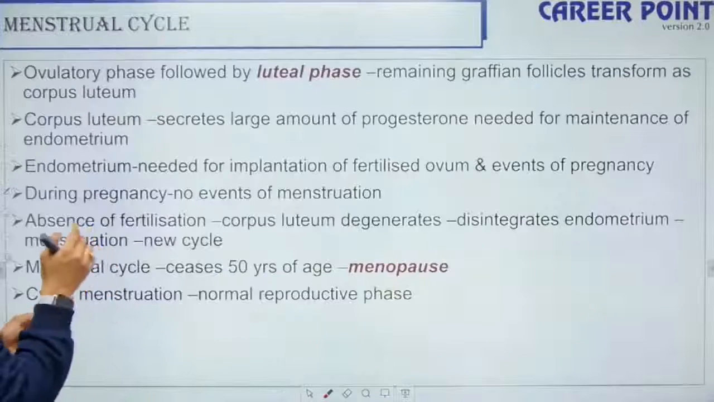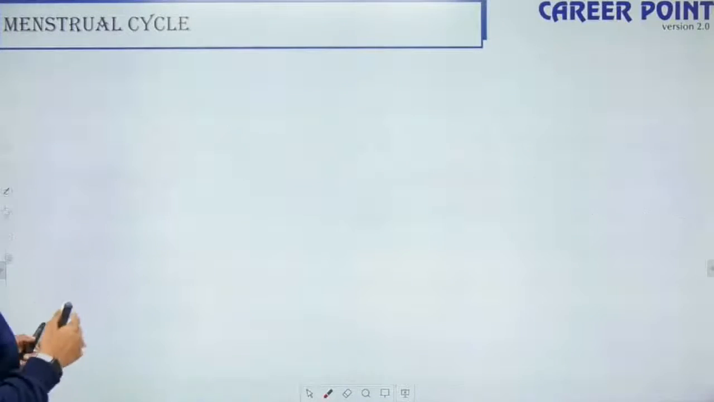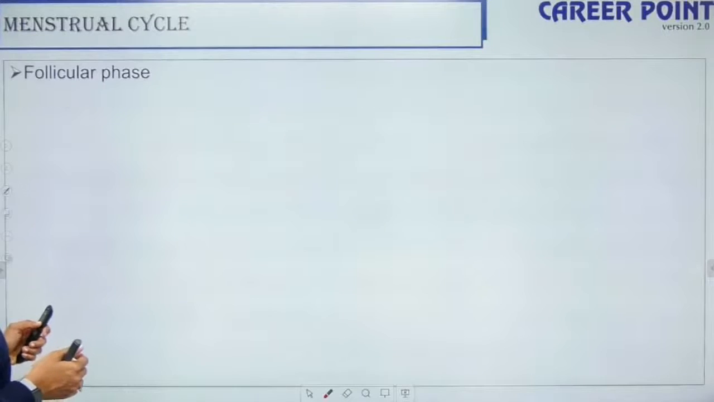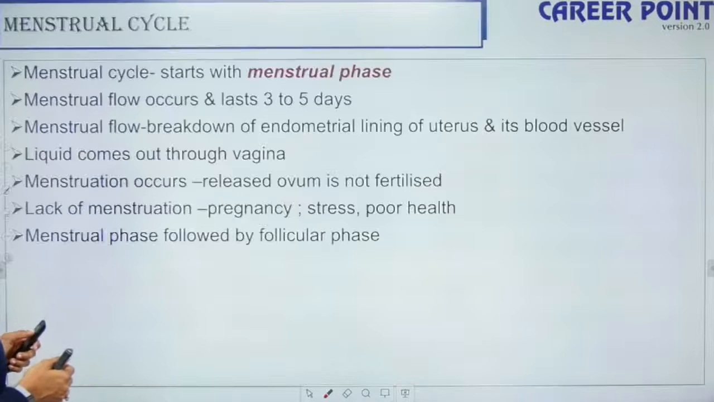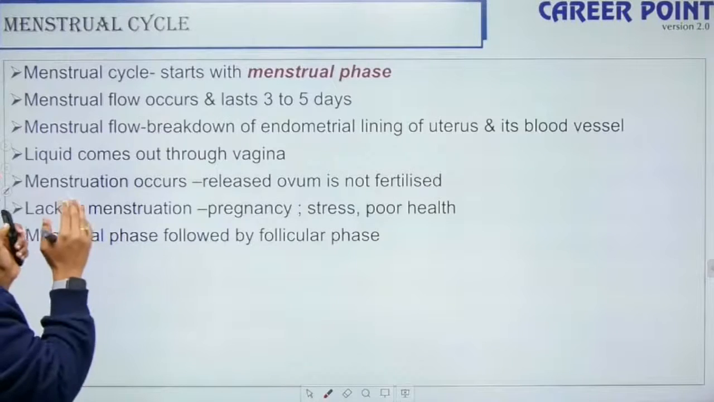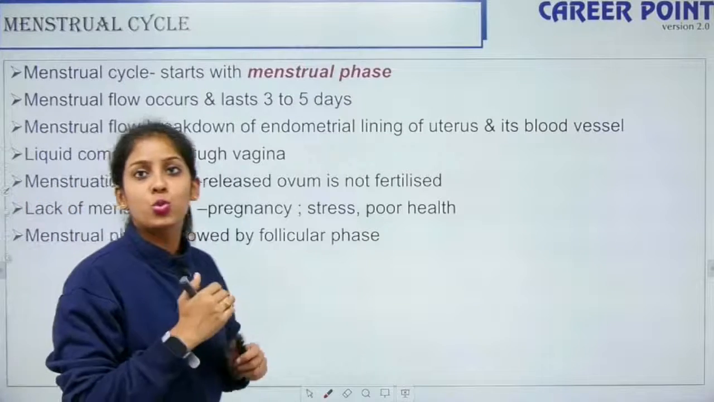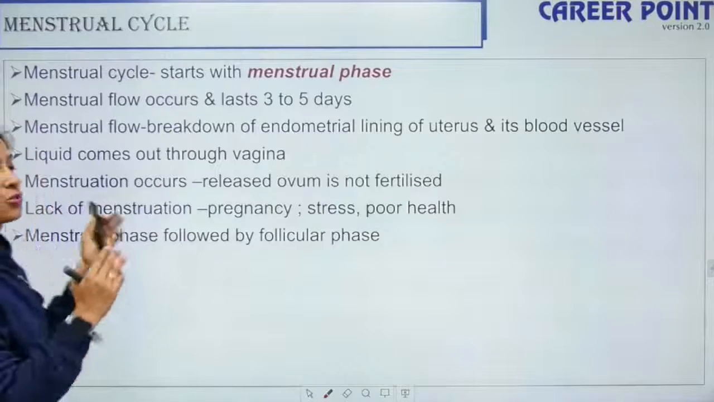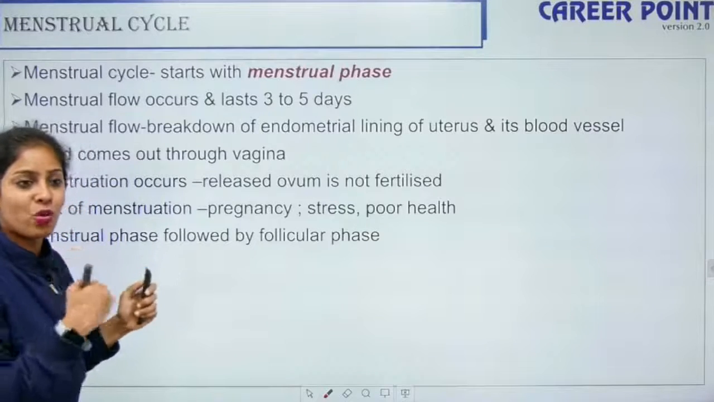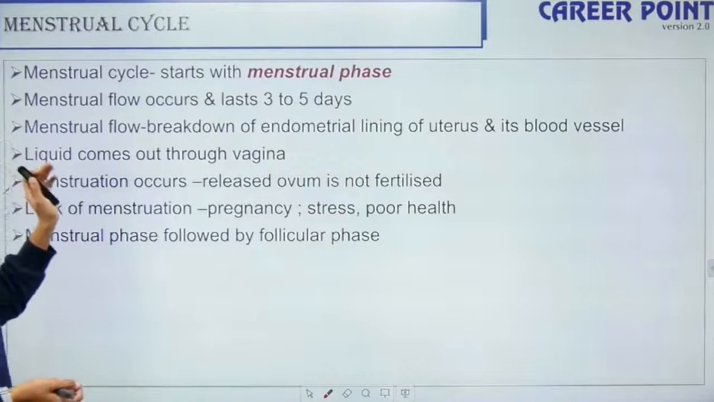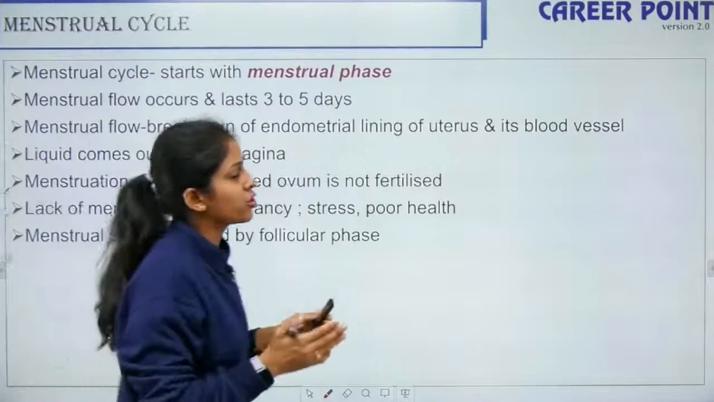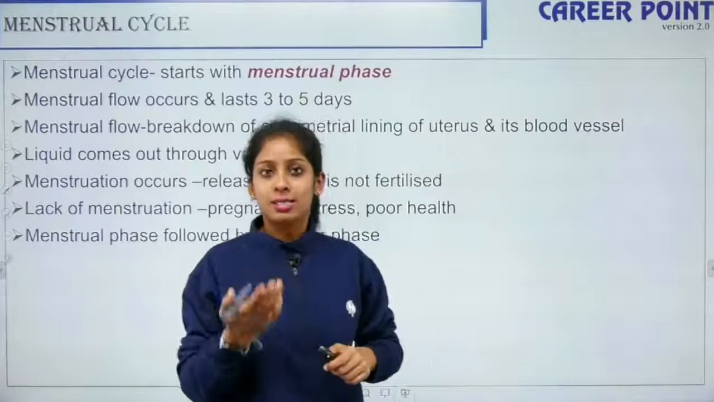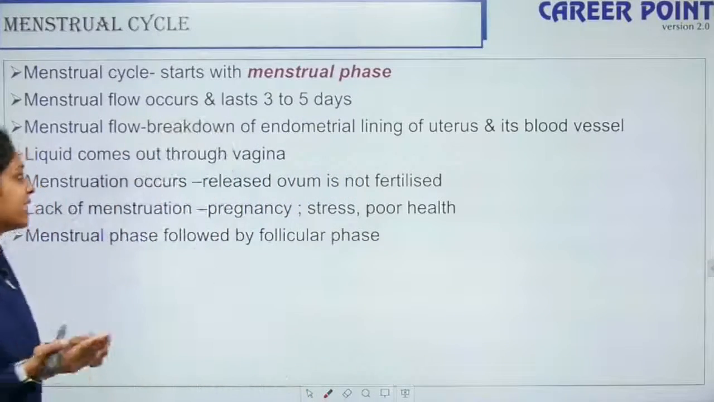Right. So now we go back to the few lines that I have on the board. Let's see. We are going to start with the menstrual phase. The menstrual cycle starts with the menstrual phase, that is phase 1, right? The menstrual flow lasts for 3 to 5 days. It can vary from one individual to the other. The menstrual flow is the breakdown of the endometrial lining of the uterus as well as its blood vessels. It is literally the bleeding phase, right?